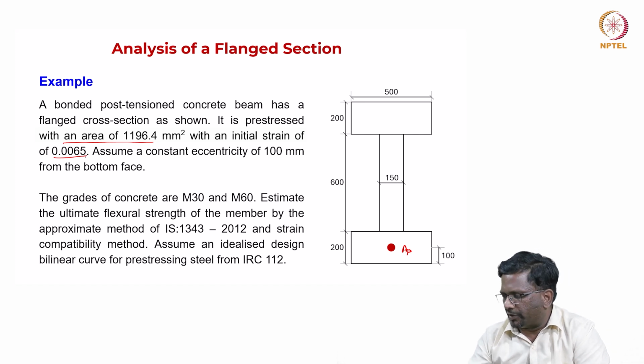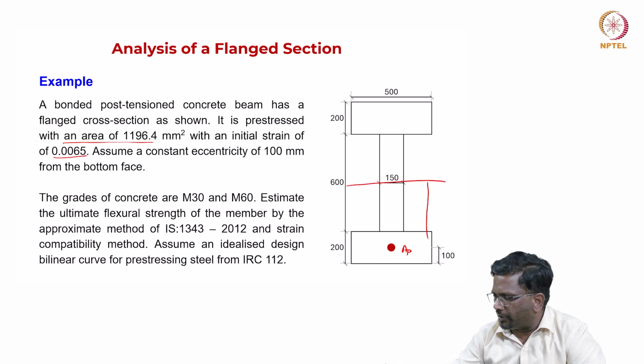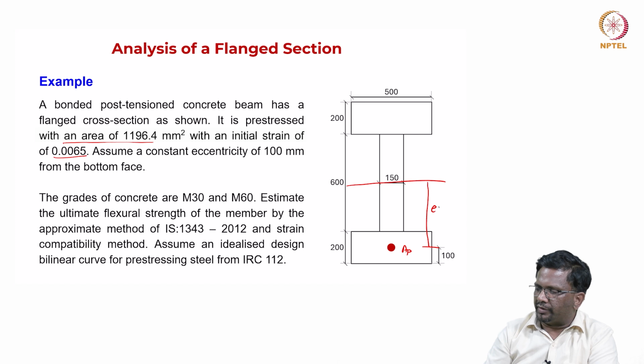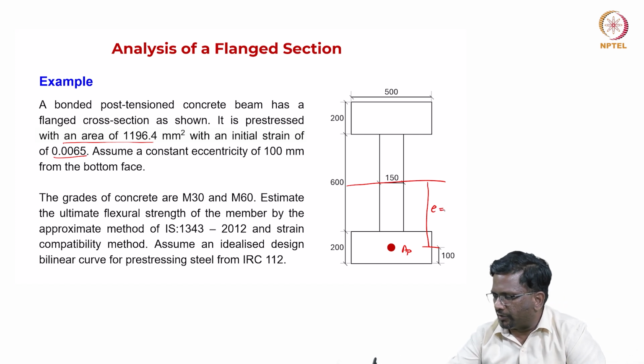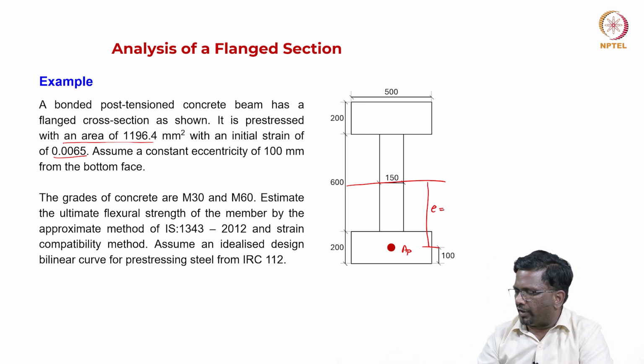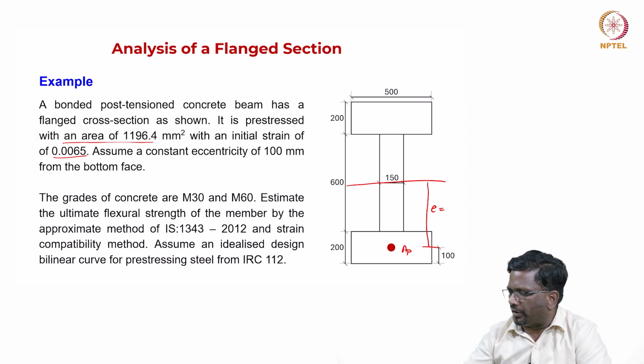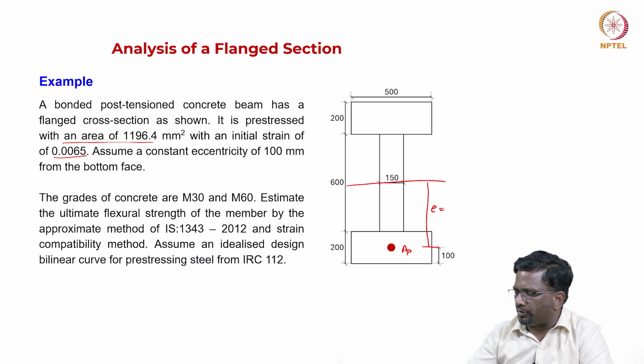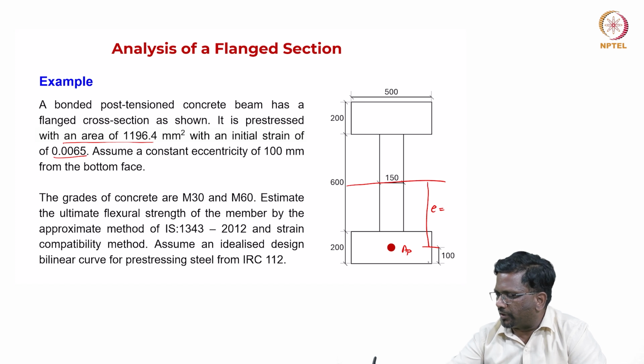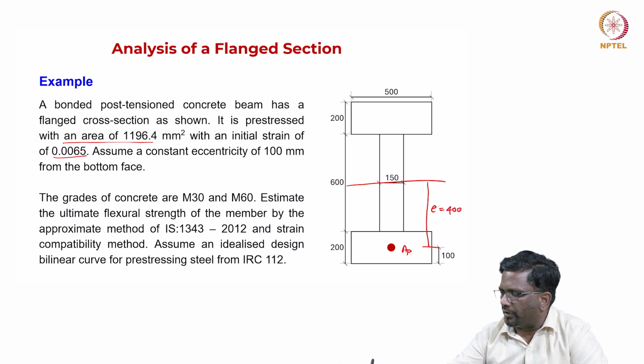So, basically what we are saying is the eccentricity is, this is the eccentricity, right. So, from here to here is the eccentricity we have calculated in the previous class. Okay. So, this you can say is 500, and then this is 100. So, the eccentricity is going to be 500 minus 100, which is going to be 400 millimeter, right.